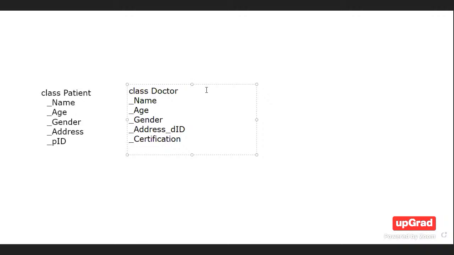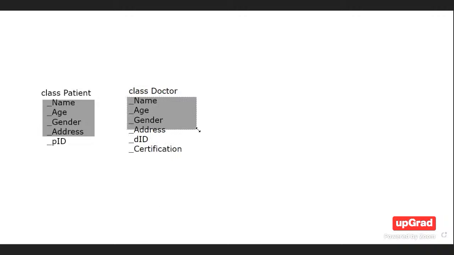The point to understand here is that we can easily identify that these are common things: name, gender, age, address. I'll put address here as well. If these are common things that we identify, then we can think of identifying some base out of it, and we can have a class Person acting as a base over here.